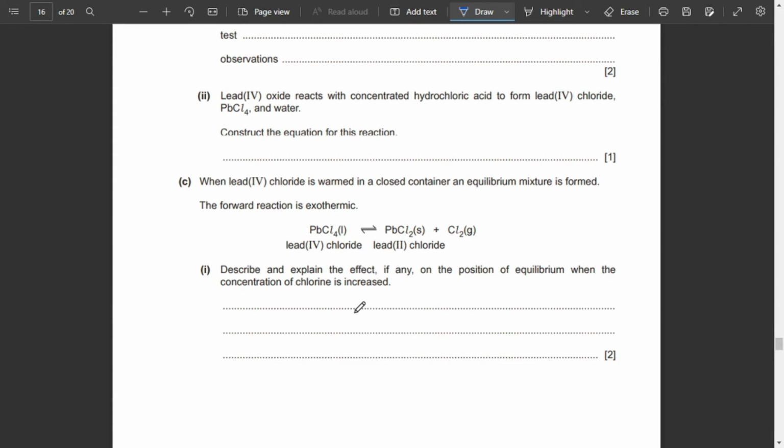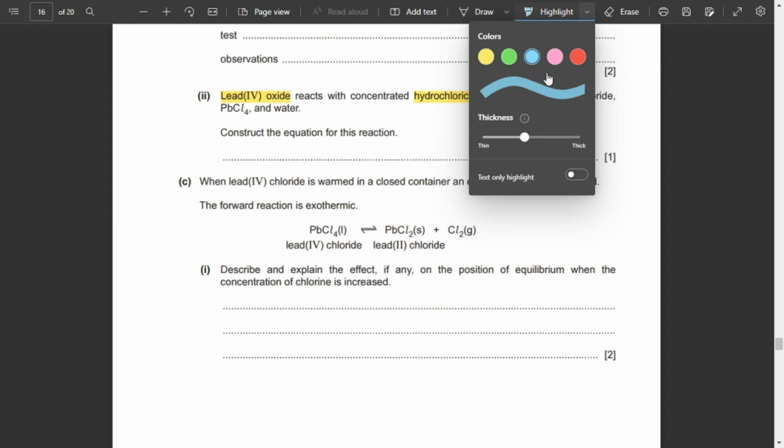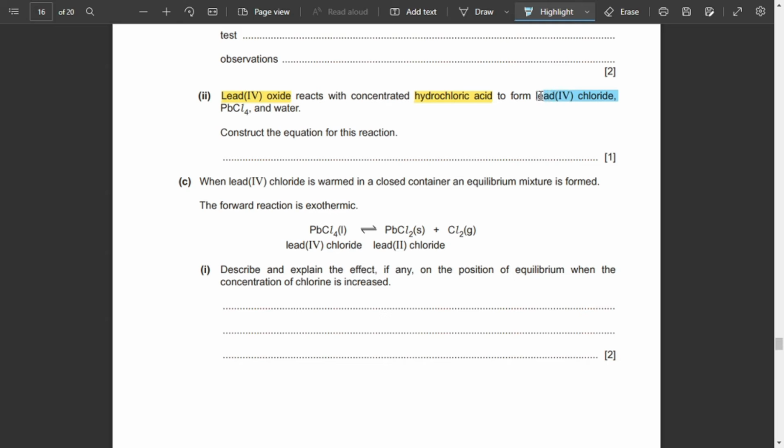Lead oxide reacts with concentrated hydrochloric acid to form lead chloride, PbCl4, and water. Construct the equation for this reaction. So the equation for this reaction will be, alright, so let's highlight. We have lead oxide in the reactant part and hydrochloric acid, and then the product is lead chloride, that is PbCl4, and water. Alright, now let's construct the equation.